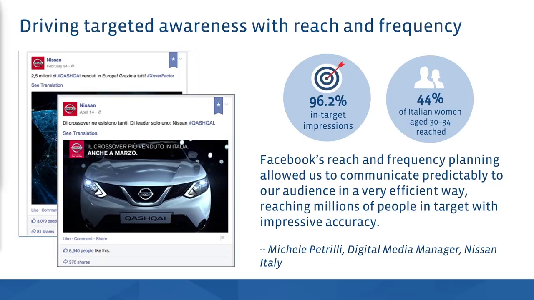Next, Nissan wanted to drive awareness of 3 crossover models that they were introducing: the Juke, the Qashqai, and the X-Trail. Nissan needed a way to drive awareness and better express the different aspects of the car. The 2 things were key: reaching the right people with low frequency and encouraging them to interact with the brand.